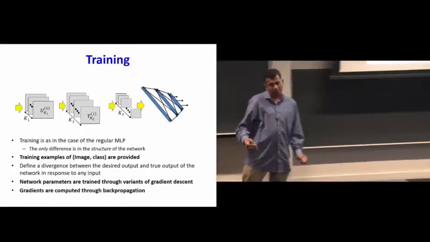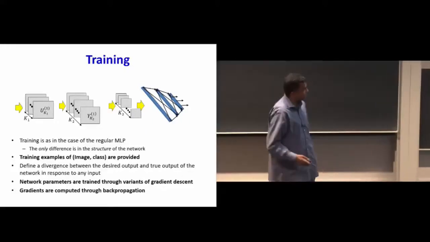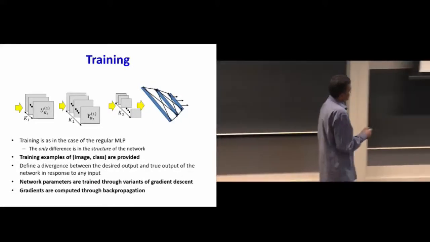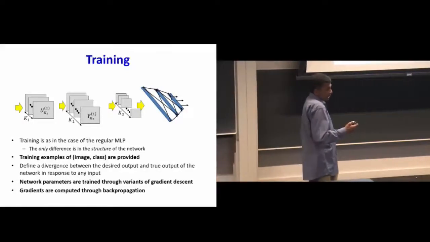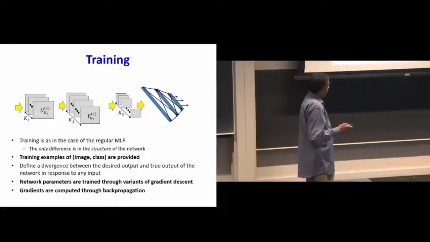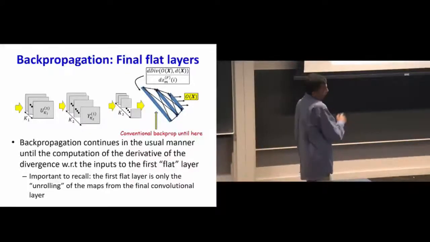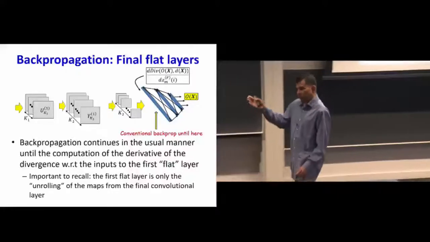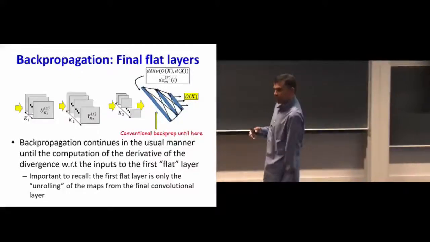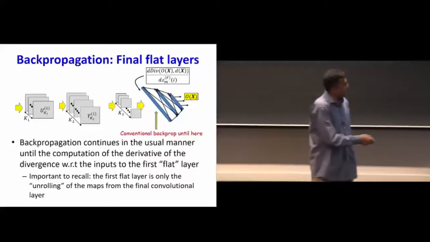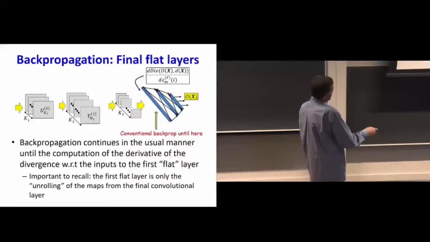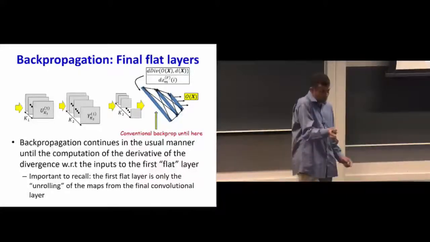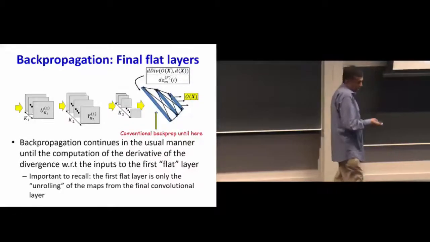So you'd have some training examples, images and their class labels, exactly as before. You'd define a divergence between the desired output and the true output of the network. And the network parameters are trained using backprop. So for this final MLP, the backprop is performed exactly as we would in the case of multi-layer perceptrons. And eventually, out here, you are going to get the derivative of the divergence of the output with respect to all of these inputs. From there on, you have to perform backpropagation all over again.